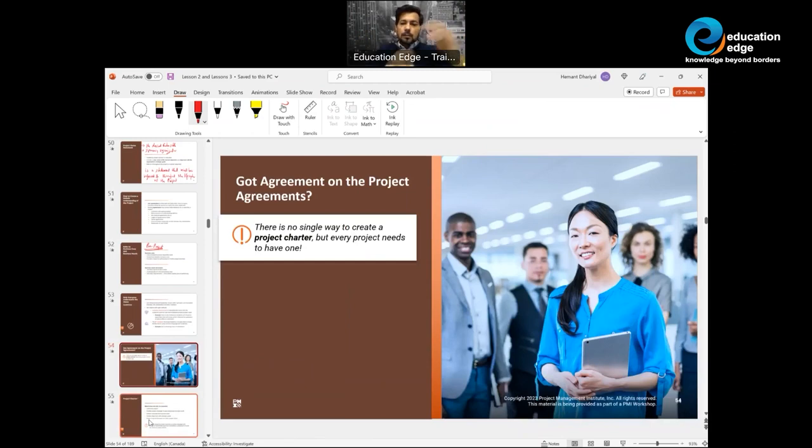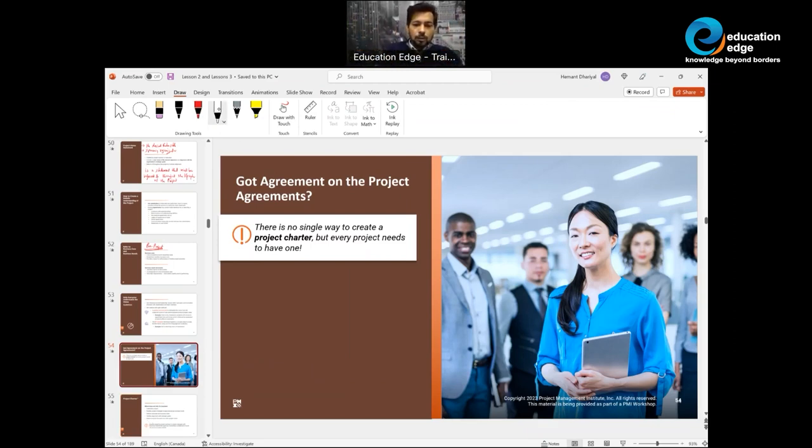How do you get these agreements, or how do you get an agreement on project agreements? How would you do that? One of the things that we do early in predictive projects, and even so in agile projects, is by developing a project charter. A project charter is a document that is created during the early stages of a project.